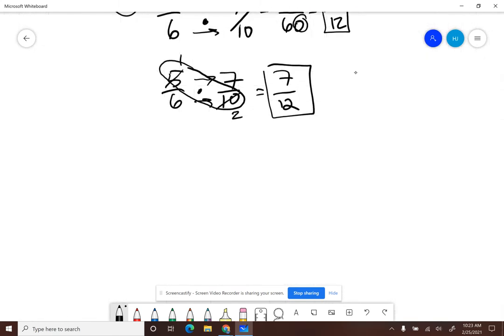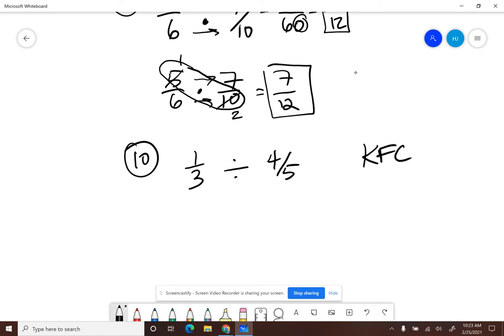All right, so let's look at number 10, because in number 10, we're going to divide fractions. So 1/3 divided by 4/5. So what you need to remember here is KFC. Now, I love chicken, especially Kentucky Fried Chicken. And so when you're talking about dividing fractions, you need to think about chicken, okay? Maybe I could draw a chicken leg over here, but it wouldn't look very good.